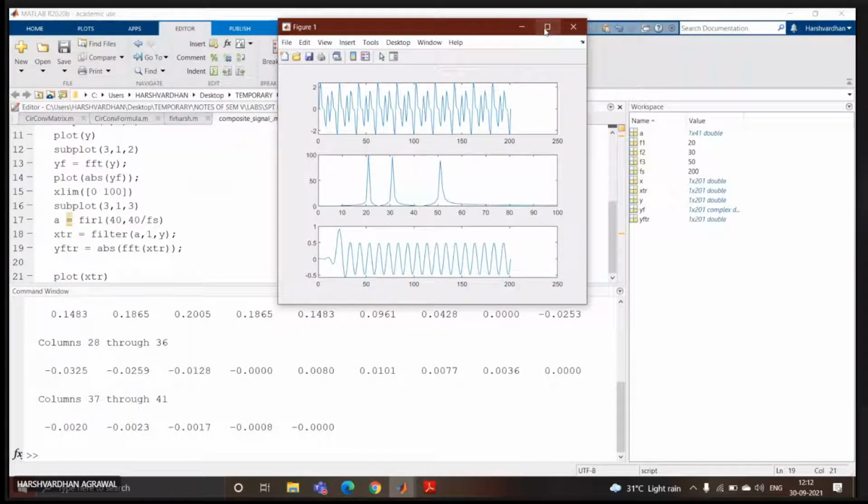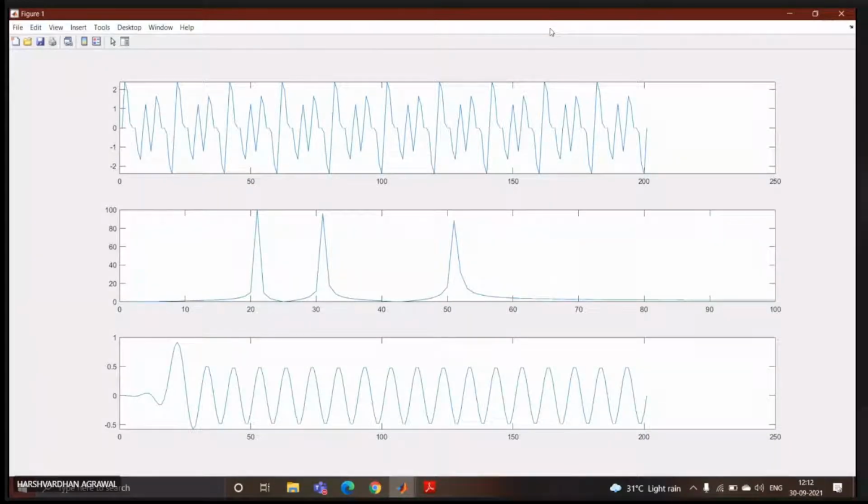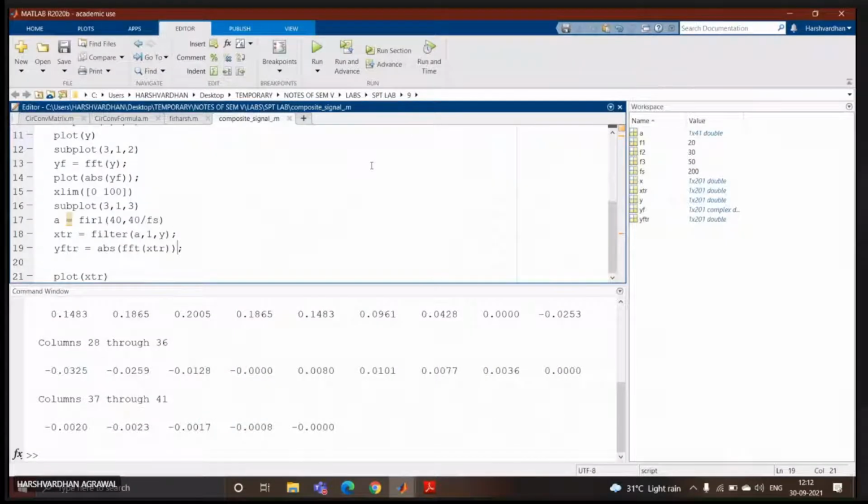Sir, is it visible, sir? Again, you are making some mistake. What are we plotting? Sir, we are plotting the absolute value of the FFT, sir. What are you mentioning in the plot? Sir, in the plot, I wrote X. You are plotting the unfiltered signal. Plot the filtered-out FFT.